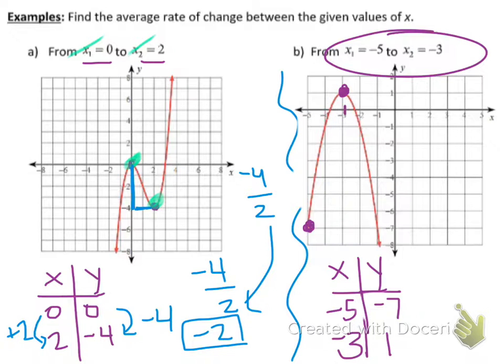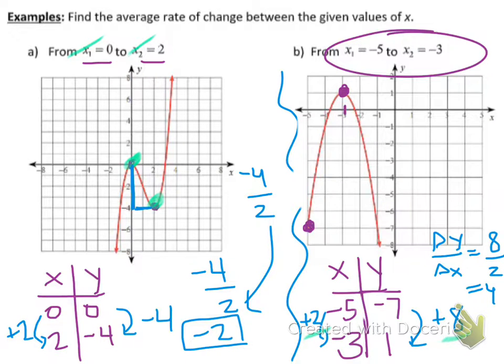And now we find the change in y over change in x. So on the y side, -7 to a +1 is going up by 8. My x side, from -5 to -3, is going up by 2. And then the last part is just making sure you set up your fraction correctly. Again, it's the change in y over the change in x. So the change in y is the 8. Change in x is the 2. So the final answer is 4.